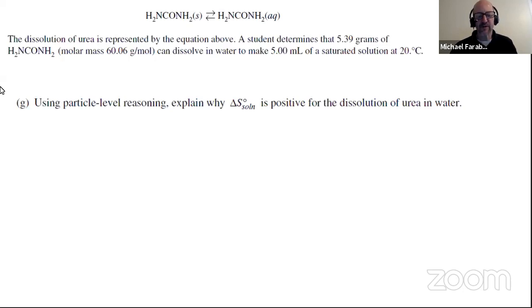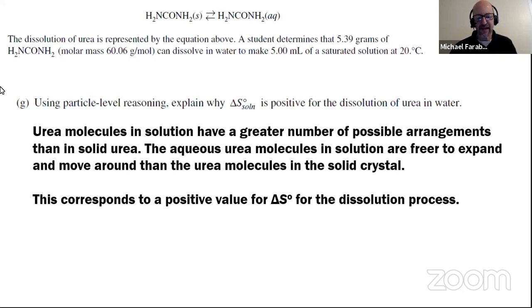They're asking for a particle level explanation for why the delta S is positive. It has to do with the fact that the particles are more free to expand and move around. Definitely want to talk about the particles in this case being more free to expand and move around or have a greater number of possible arrangements. So delta S is positive for the dissolution of urea.